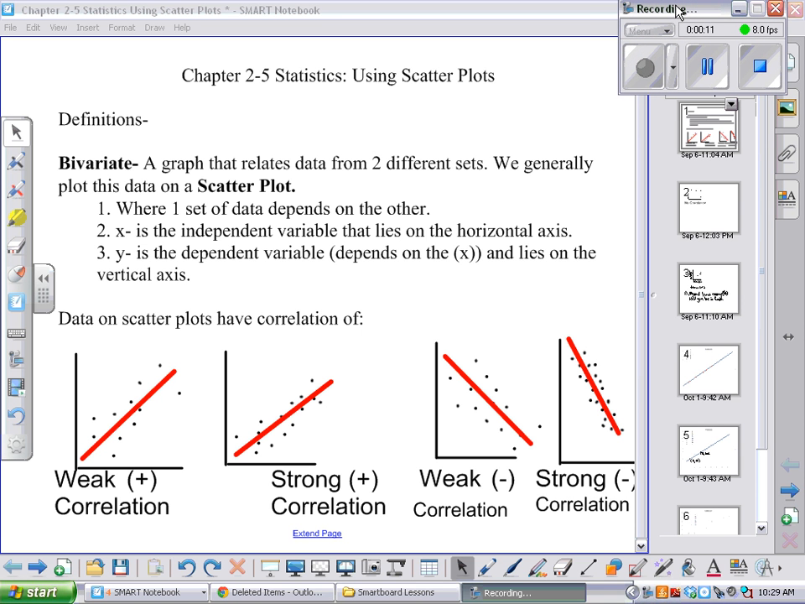Okay, we are going to go ahead and start Chapter 2, Section 5, using statistics and scatter plots. This is a pretty entertaining chapter, I think, so we'll see how it goes.